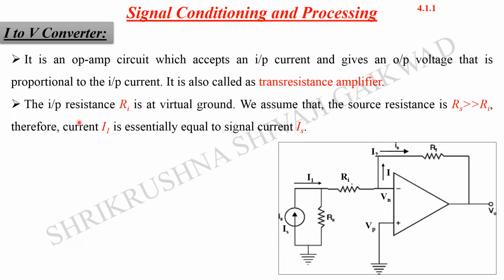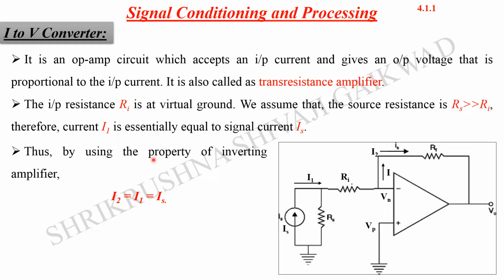Okay. Now here the input resistance is at the virtual ground, and we assume that the source resistance Rs, that is the source resistance of this current source, is very much greater than the input resistance Ri. Therefore, no current flows towards the ground, so whatever amount of current there is goes directly to the inverting terminal through this input resistance, and that input current flowing from the source is equal to Is. So I1 is essentially equal to Is.